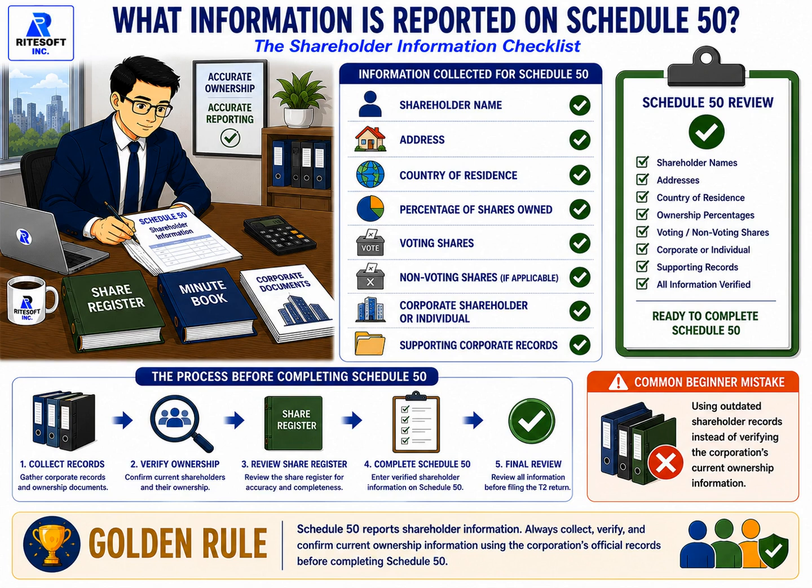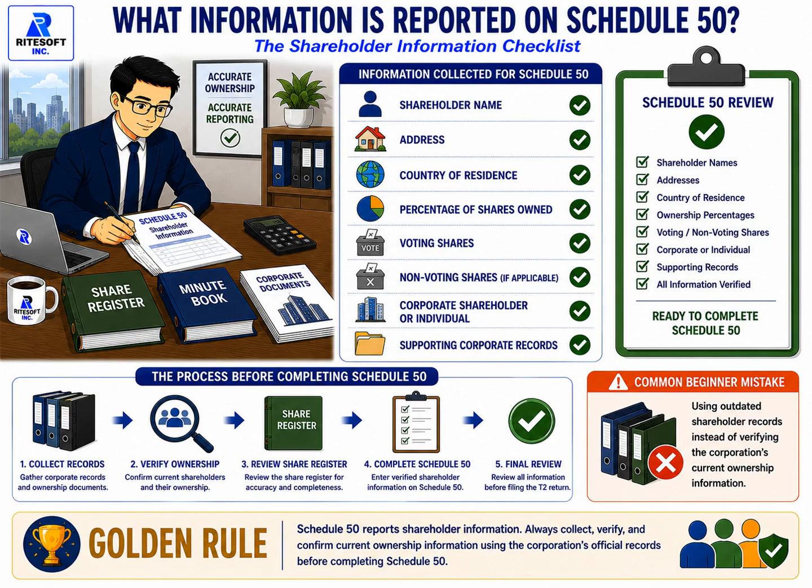One of the most common beginner mistakes is using outdated shareholder information from a previous year's tax return without confirming whether the corporation's ownership has changed. Share ownership can change over time, so professional tax preparers always verify the corporation's current records before completing Schedule 50.